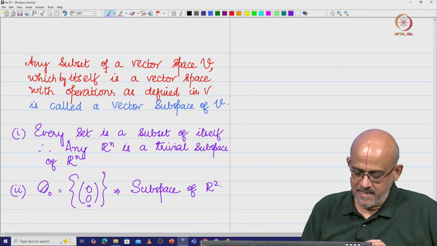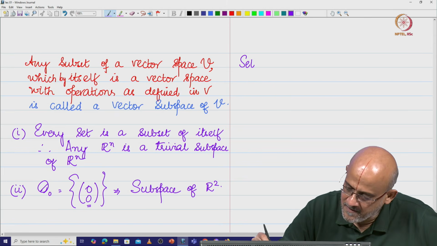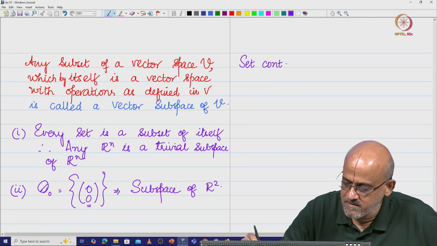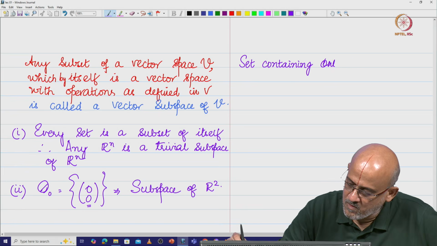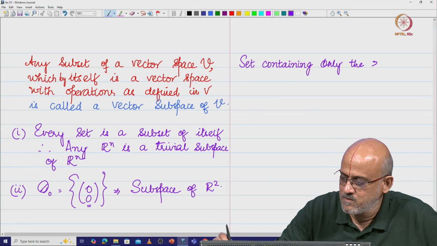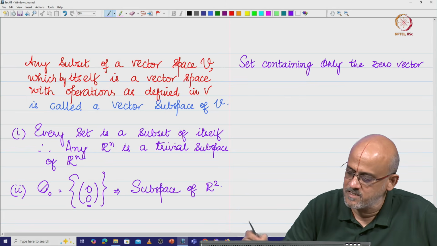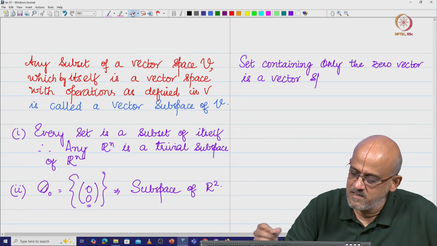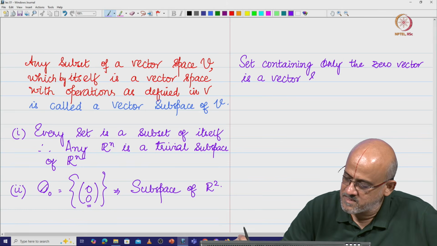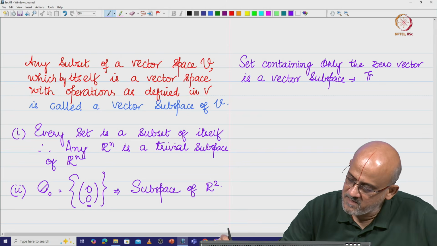That means the set containing only the 0 vector is a vector subspace. So let us generalize this: the set containing only the 0 vector, where 0 vector here implies all components 0, is a vector subspace, and this is also a trivial subspace.